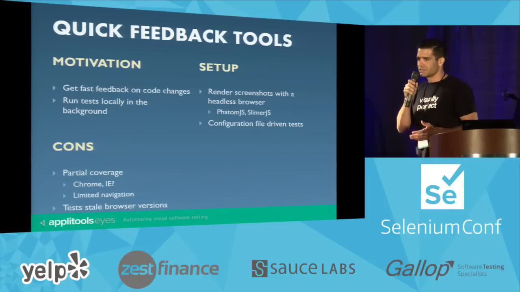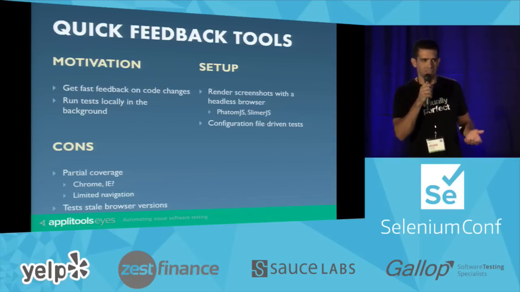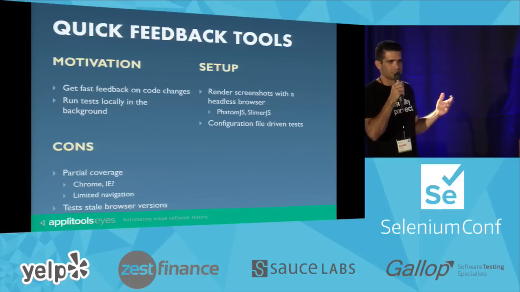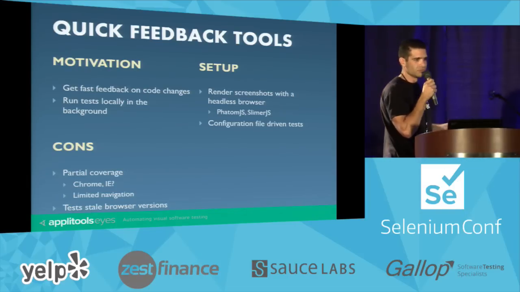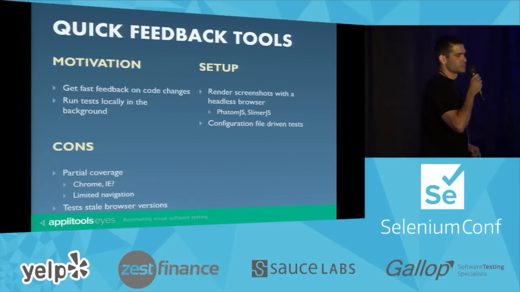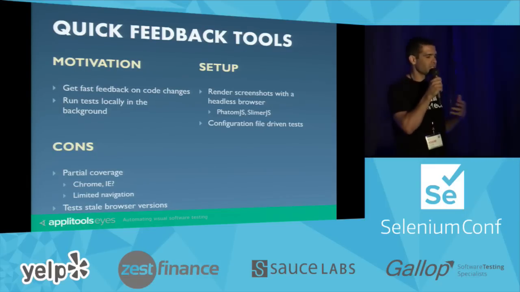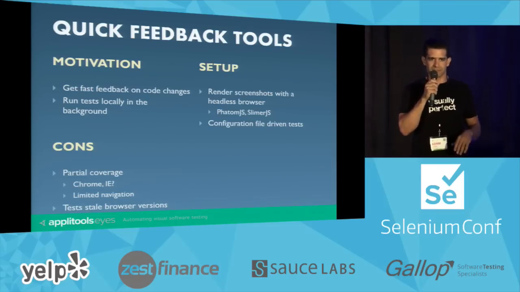The disadvantages of this approach are quite obvious: you get partial coverage. If you rely on Phantom.js and Slimer.js, basically you're limited to Safari and Firefox, and you completely ignore Chrome and IE, which are rather important browsers. In addition, because you rely on a configuration file to drive through the application, you have quite limited abilities to navigate the application and reach certain UI states.